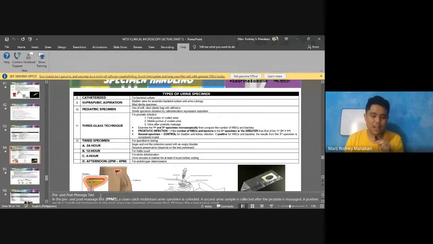So similar to Strasinger, the patient urinates, that's the pre-massage test. Then after a while, the prostate is massaged, and then the patient urinates again, the post-massage. And then compare the number of WBCs. If there are more in the post-massage, then that indicates prostatic infection. It's simpler. So how do you massage a prostate? Of course, insert fingers, usually 2 fingers, into the anus of the patient and then massage.